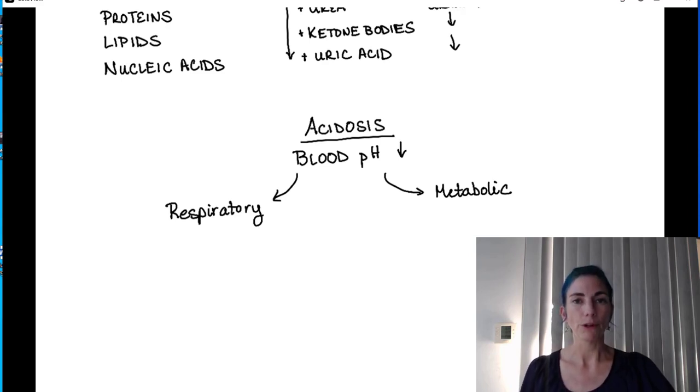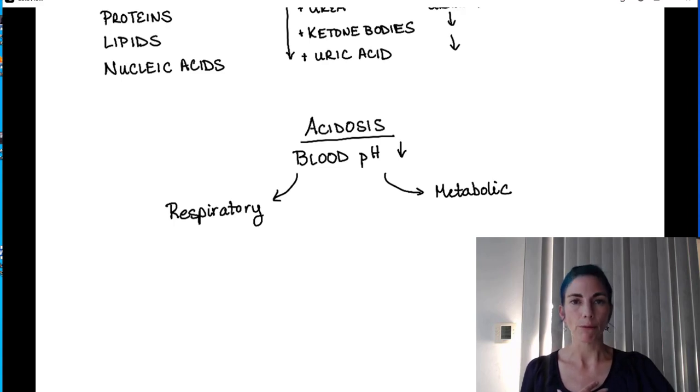Again, the idea is you produce a certain amount of CO2 and your ventilation pattern should match your CO2 production to appropriately excrete that CO2. So if your ventilation does not excrete enough of that CO2, then the CO2 stays in your alveoli, which means that it builds up in your blood.